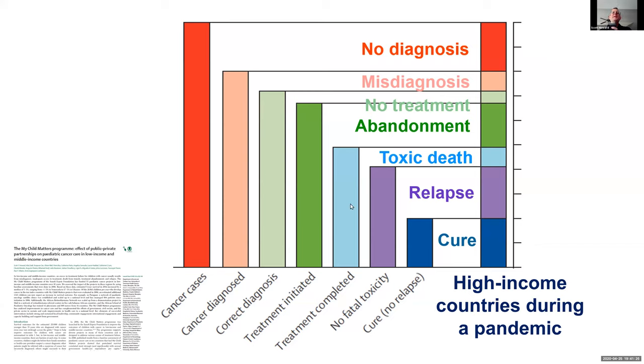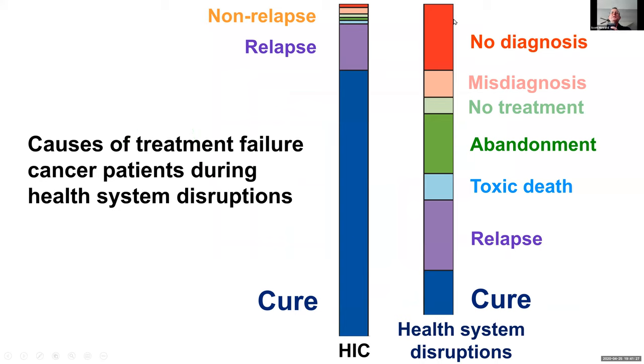So when we compare high-income countries here to high-income country with a health system disruption, this can start to look a lot like a lower middle-income country. And we saw this in Northern Italy, we saw this in Spain, we're now seeing in New York with shortages and problems causing all of these issues.